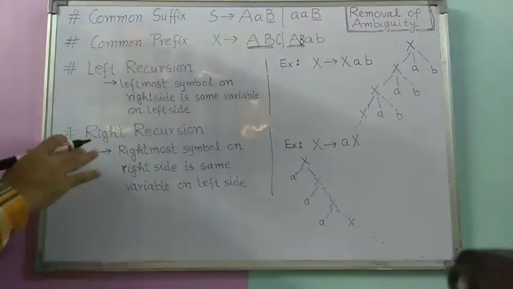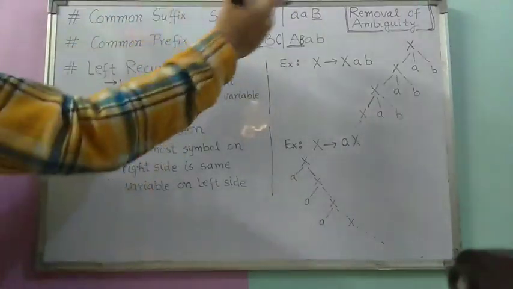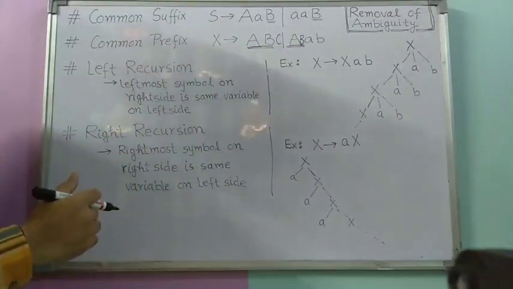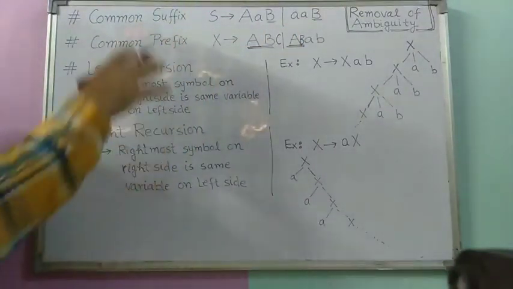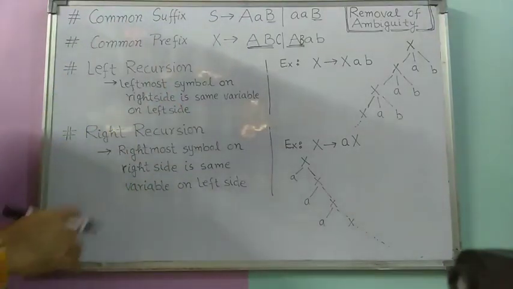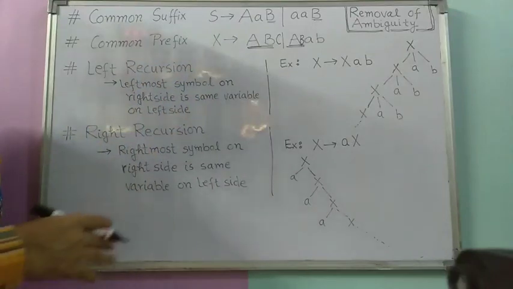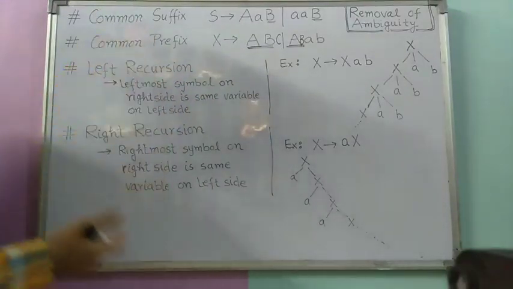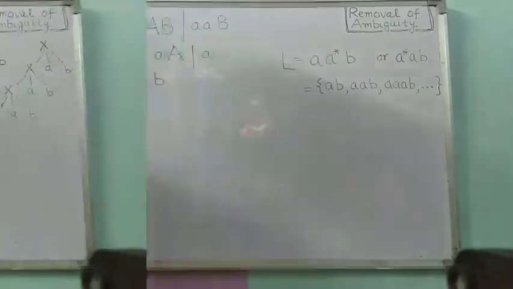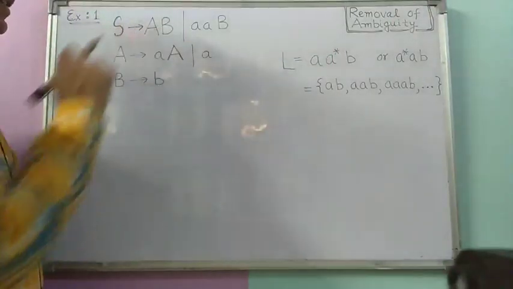We have discussed common suffix, meaning the end portions of the productions are similar. Common prefix means the start portions of the productions are similar. So these are the most common problems which we will be discussing in our examples. Now we will start taking examples in which we will consider these problems and see how we can remove these problems. Now, our first example.